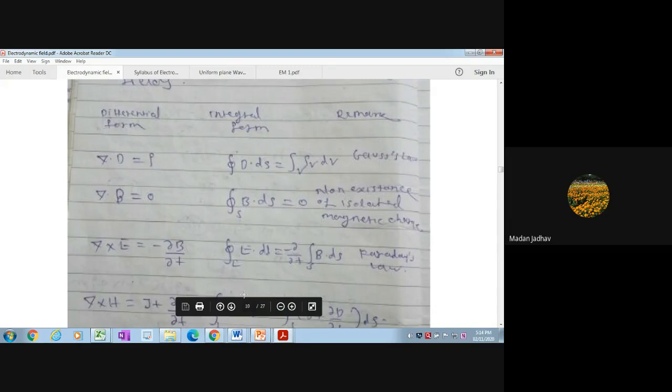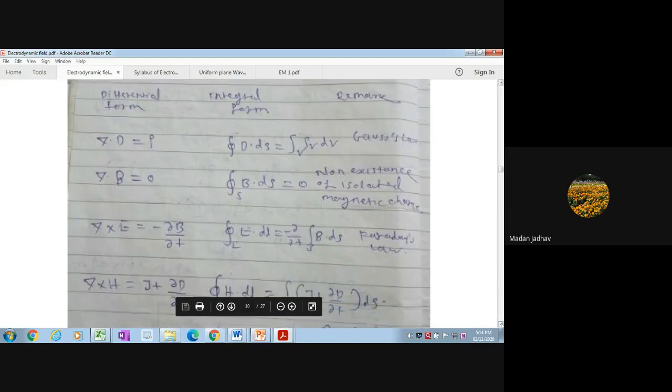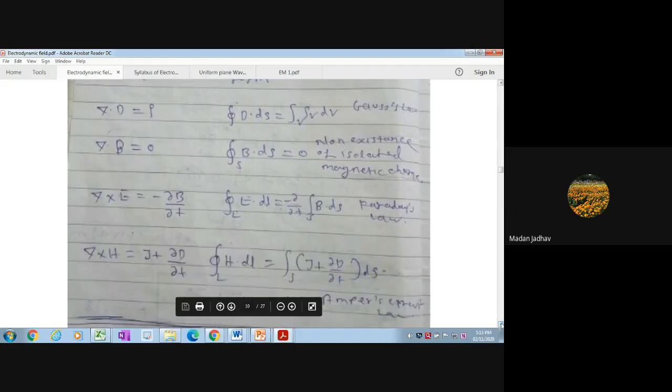Then there is another Maxwell equation: the curl of H is equal to J plus dD by dt. The left side of this equation is the curl of the magnetic field intensity. When you take the curl of the magnetic field intensity, it is the same as the conduction current density plus the displacement current density.